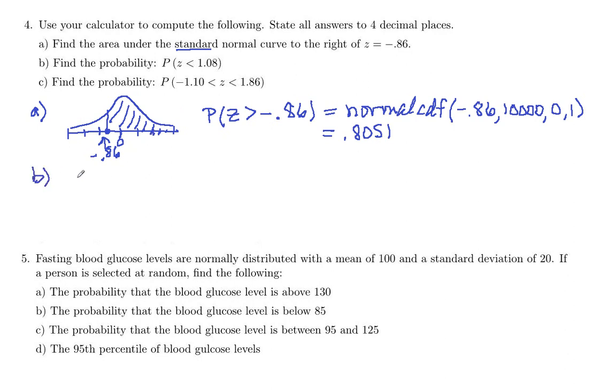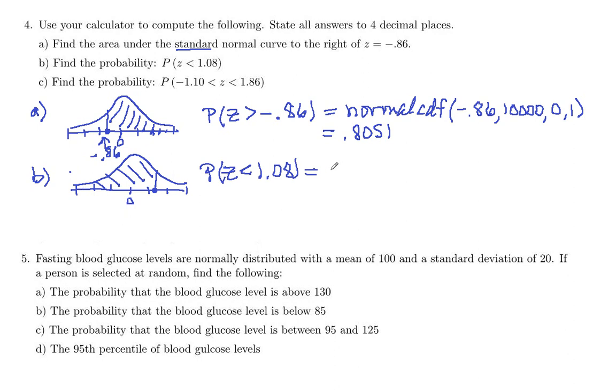Part B, probability z less than 1.08. So let's sketch our diagram here. You've got 0 in the middle, 1, 2, 3, 1, 2, 3. So 1.08 would be about right there. We want a less than, so to the left. So we want that area there. So probability z less than 1.08.